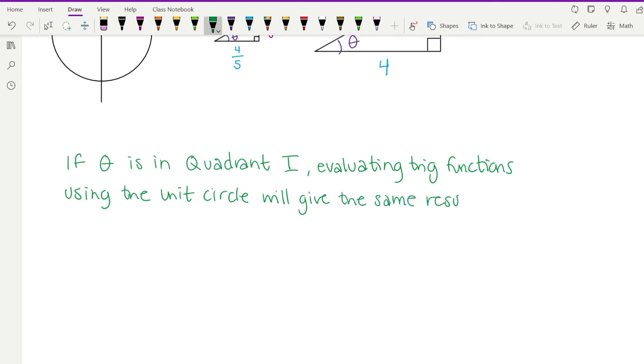And really, the only reason that it doesn't work when we're not in quadrant 1 is just because we can't draw a right triangle with those angles. You can't draw a right triangle with like a 300-degree angle. That just doesn't make sense. And so that's why we have to use the unit circle for those types of angles.